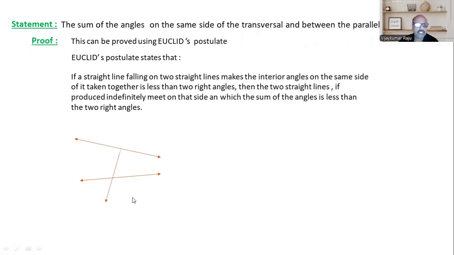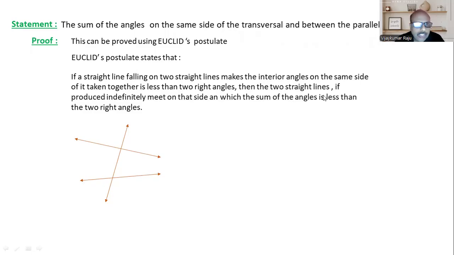A straight line falling on these two lines. That means let us take another line like this. Straight line falling on these two straight lines. The interior angles on the same side of it. These are the interior angles. This angle and this angle, they are interior angles. This angle and this angle also, they are interior angles. Angles which are between these two lines and on the same side of the transversal, we call them the interior angles.